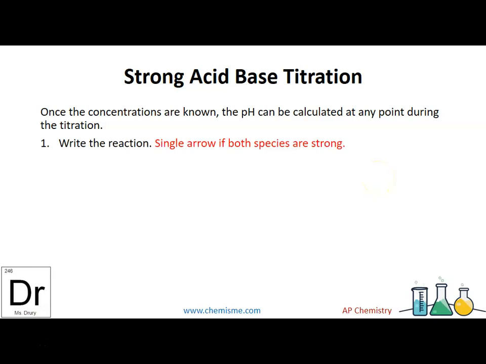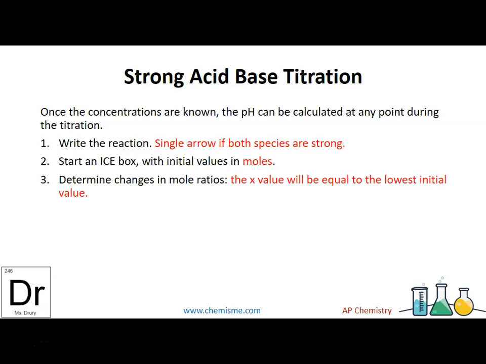1, write the reaction, a single-headed arrow if the species are both strong. 2, start an ICE box with initial values, but this time in moles, because we're not worrying about equilibrium right now. We're going forward in a forward reaction, right? Single arrow, so you can stay in moles. 3, determine the change in mole ratios. Remember, the x will be equal to the lowest initial value.